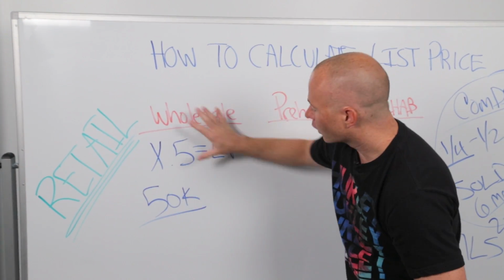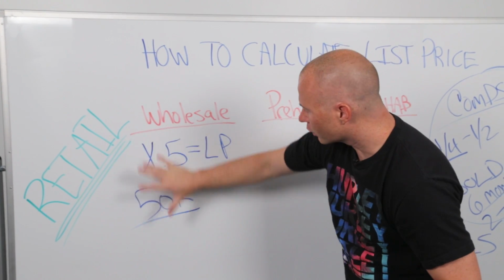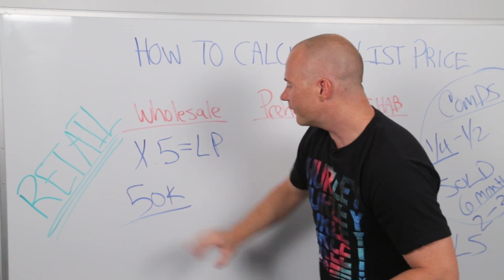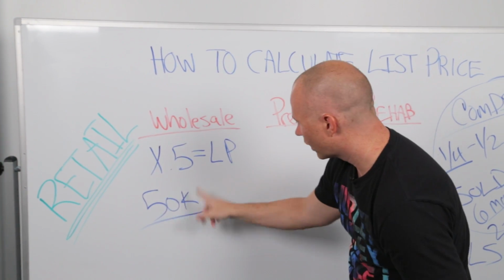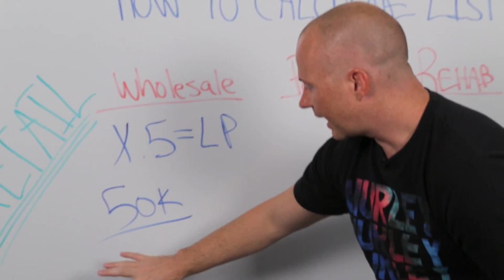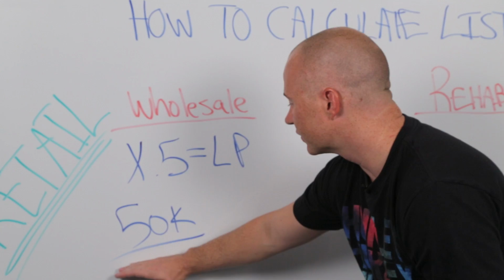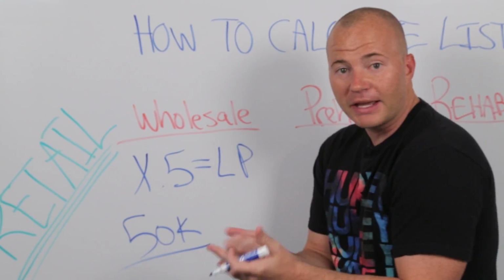And this will give your wholesaler, your other real estate investor, enough skin in the game to where they can make money on the deal. Probably somewhere around this. You're selling it for $50,000. Let's just say you bought it for $45,000. You're selling it for $50,000. You're going to make $5,000.